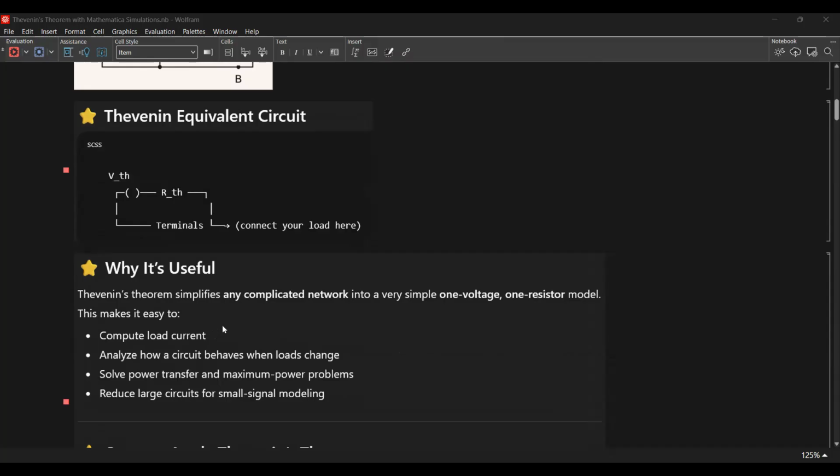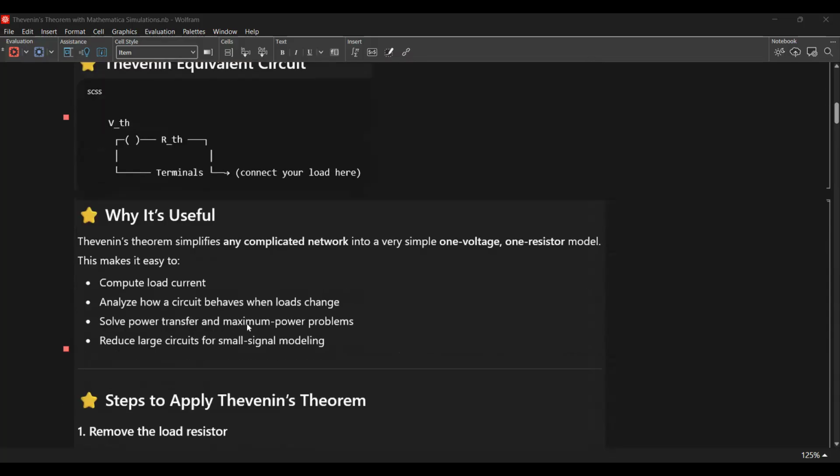So why is it useful? Thevenin's theorem simplifies any complicated network into a very simple one voltage, one resistor model. This makes it easy to compute load current, analyze how a circuit behaves when load changes, solve power transfer and maximum power problems, and reduce large circuits for small signal modeling.